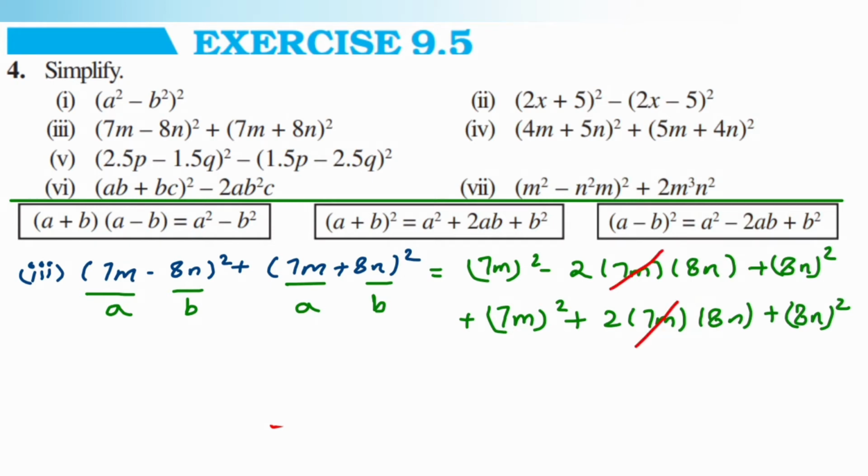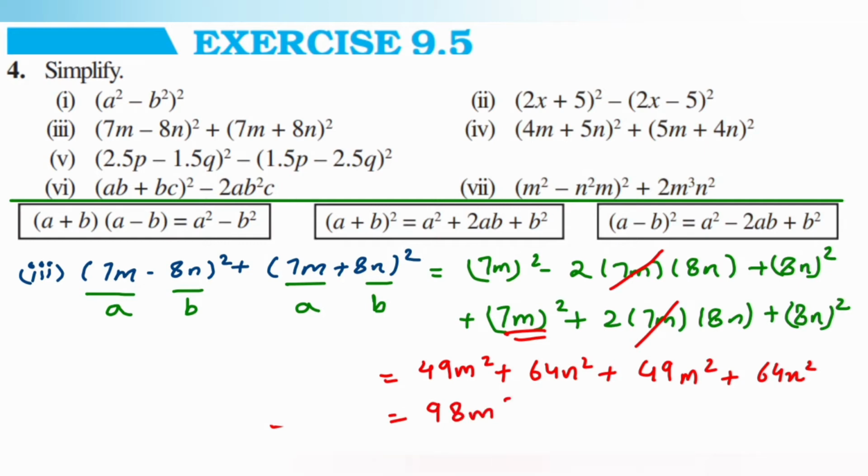So we'll get 49m square plus 64n square, again this 7m square, so again 49m square plus 64n square. Now when we add 49 two times, we'll get 98, so 98m square. When we add 64 plus 64, we'll get 128, so 128n square. So this is the answer for the third one. Now we'll move on to the fourth question.